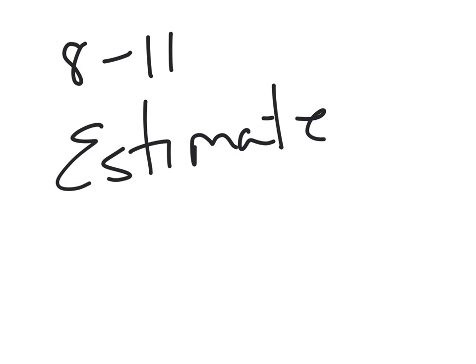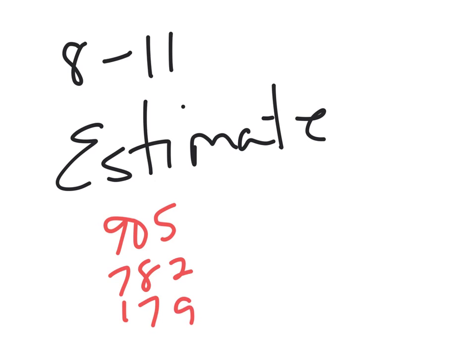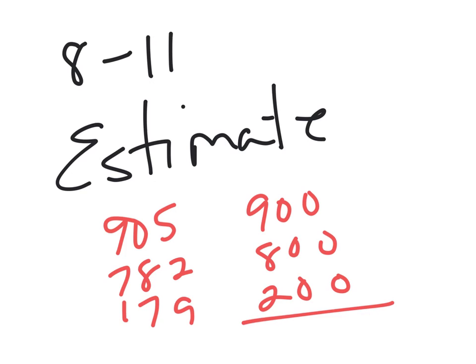Okay. Questions 8 through 11 are going to ask you to estimate the sum or the difference. It's an addition or subtraction problem. And it doesn't want you to solve them and add them like normal. You're just estimating. So the first one, for example, is 905, 782, 179. I could estimate mentally that at 900, this at 800, maybe this at 200, and I might get 1900 as my mental estimate. Okay, you're just rounding these in your head and sort of quickly adding them together.